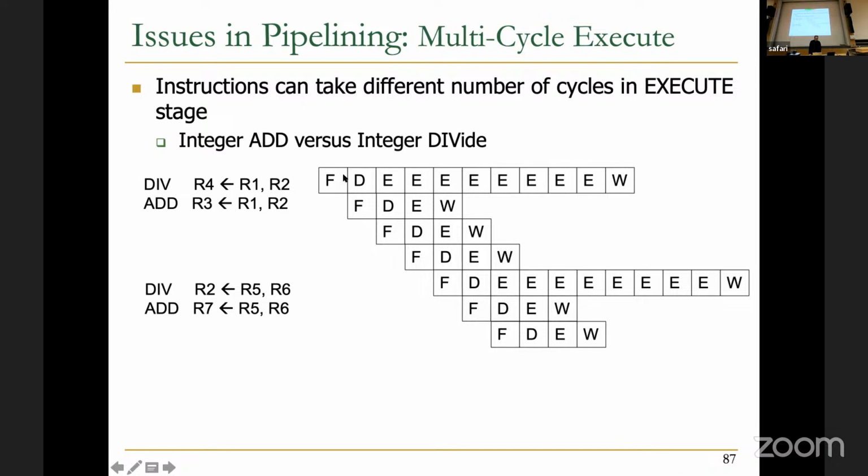We fetch, decode, and then we have a few cycles for the execution of this division, and then we have write back. Then we do fetch, decode, execute, and write back for this addition. So do you think such execution is correct, or are there some problems with that? Any idea?